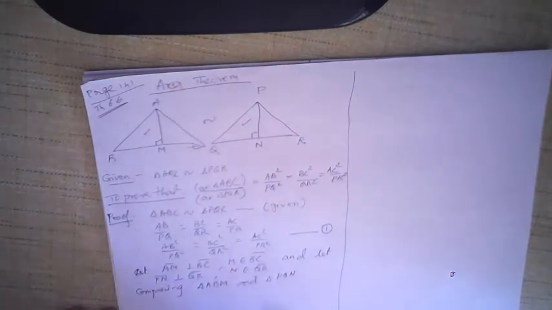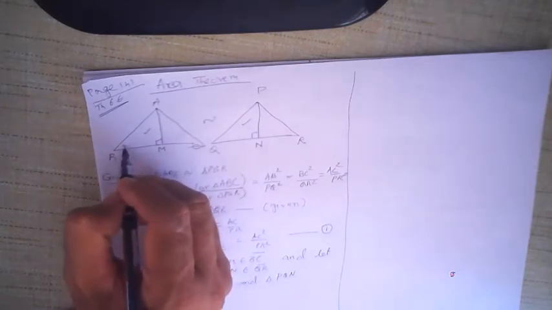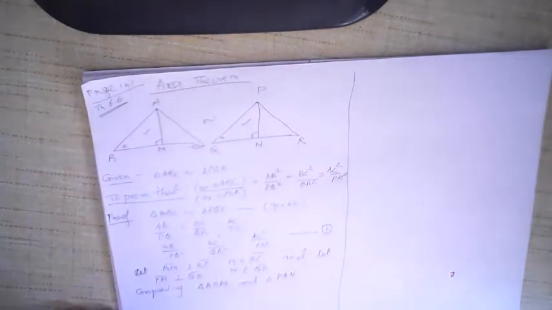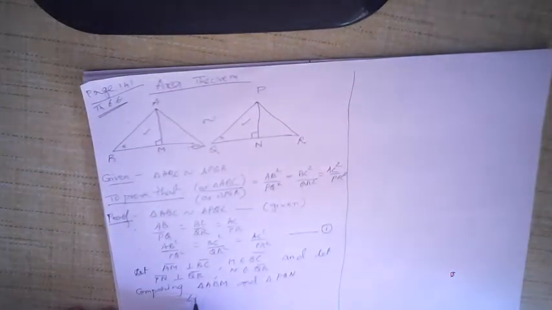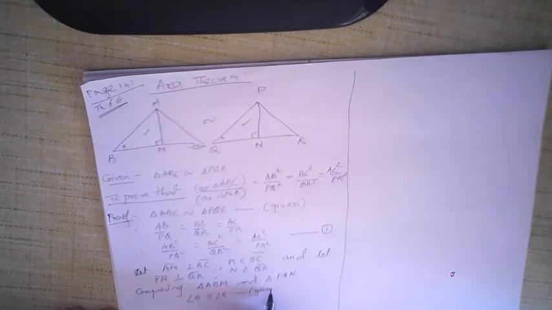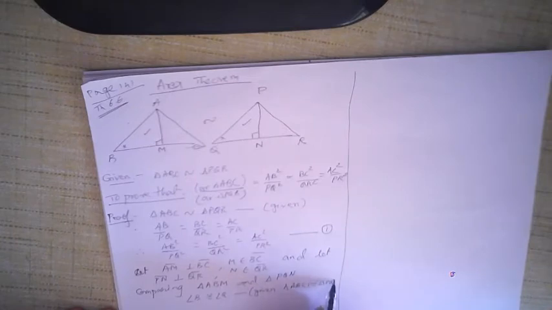Compare these two triangles, the small triangle here and the small triangle. The triangles are similar, therefore angle B is equal to angle Q. Okay, angle B is congruent to angle Q. Given, what are we given? That triangle ABC is similar to triangle PQR. This was given to us. Okay, the triangles are similar, so therefore B and Q must be equal.